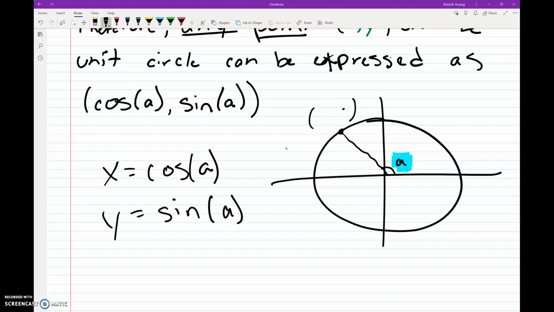What if they say we don't know what x and y are, but they told us this angle is 30 degrees? Well, okay, not 30 degrees. Let's say this is 120 degrees. All we have to do is take the cosine of the angle, cosine of 120, and sine of 120, and there you go. There's your point, x comma y.